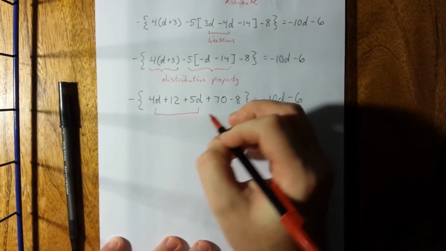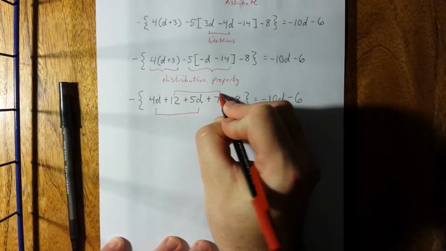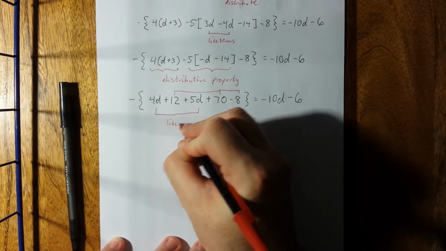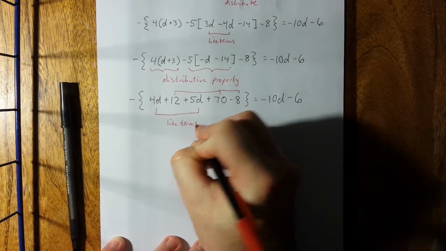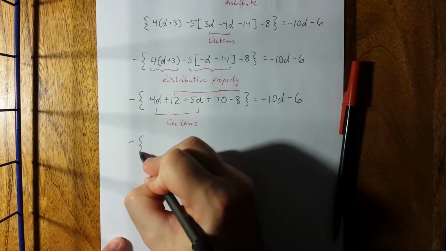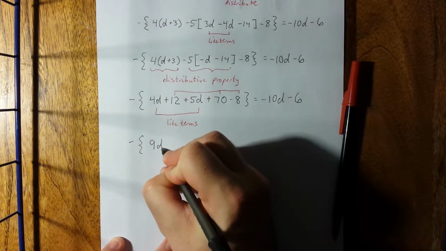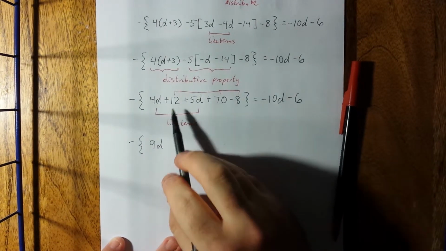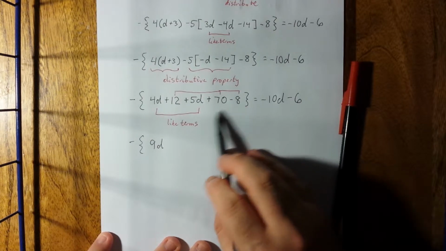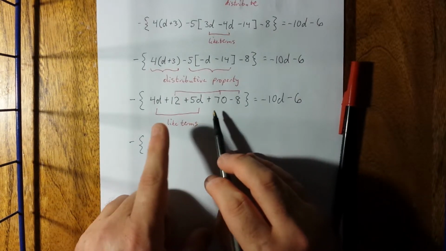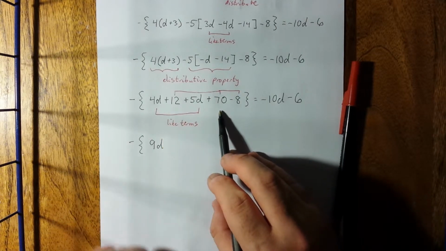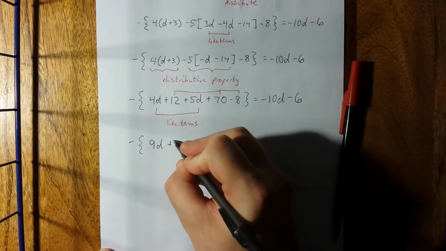Now again, after the distributive property, we need to look for some like terms. So everything that I've connected here, these are all going to be like terms. Let's start with the 4d and the 5d. If we were to add the 4d and the 5d, we are going to get 9d. Now up here we have a plus 12, a plus 70 and a minus 8. These all count as like terms as well because they are constants. So I'm going to go with the plus 12 and the minus 8 first. 12 minus 8 is 4. Add that to 70. You got yourself 74.